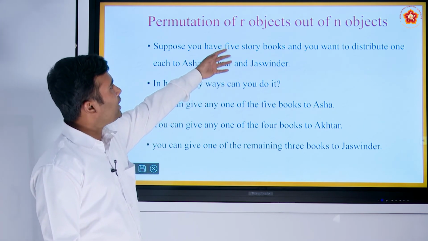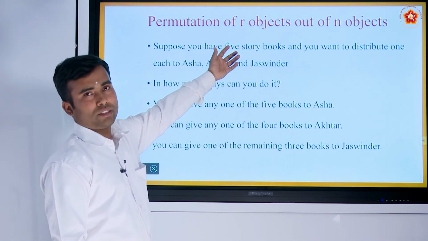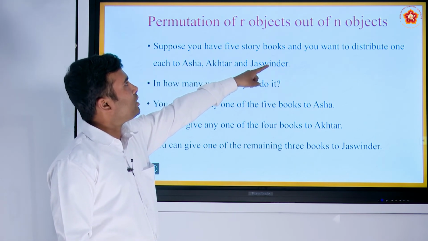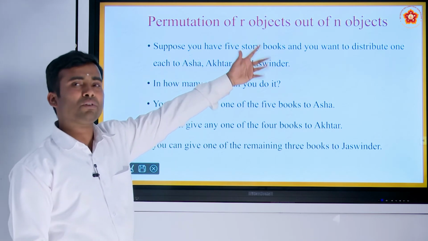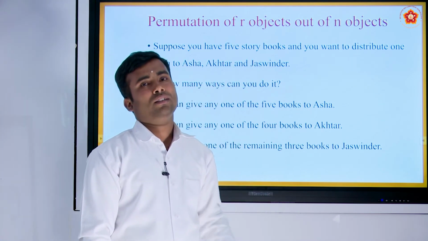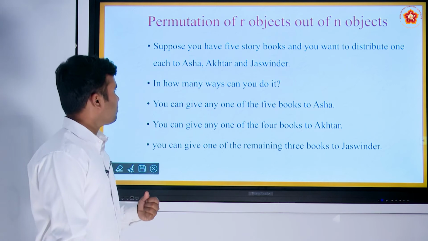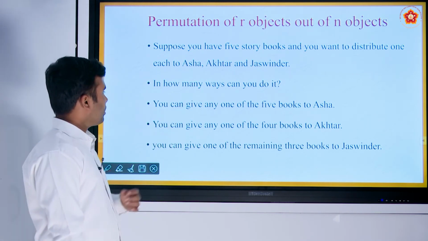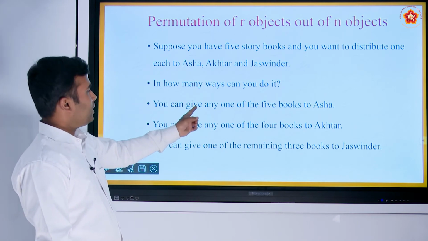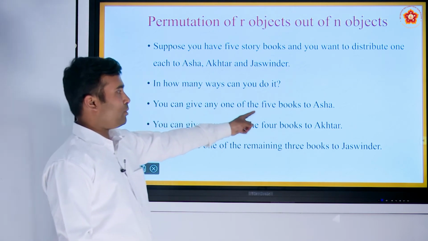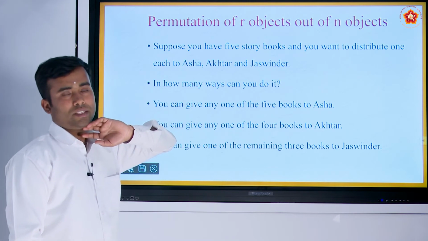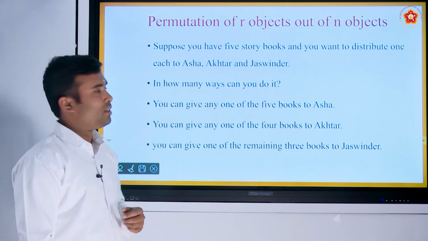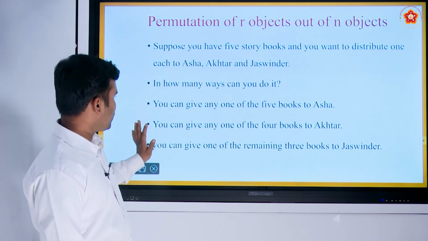That means there will be 5 objects, and you need to distribute them to r objects. The r objects here are Asha, Akhtar and Jaswinder. In how many ways can you do it? You can give any one of the 5 books to Asha. So how many choices for Asha? 5 choices. And one book is removed.